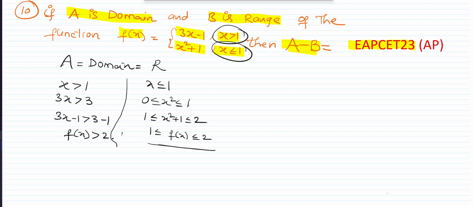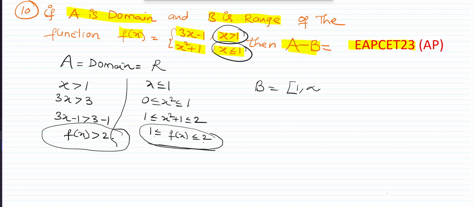From these two conditions, the first is f of x greater than 2, and the second is f of x lies between 1 and 2. That means clearly the range B is from 1 to infinity. Greater than 2 means values above 2, and 1 less than or equal to f of x less than or equal to 2. That means the range starts from 1 to infinity. This is the range. So the set B is equal to 1 to infinity.